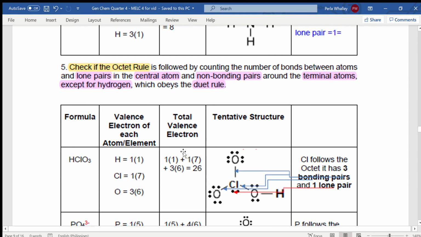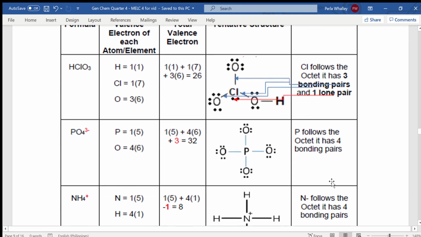Number 5. Check if the octet rule is followed by counting the number of bonds between atoms and lone pairs in the central atom and non-bonding pairs around the terminal atoms. Terminal atoms are the atoms attached to the central atom, except for hydrogen, which obeys the duet rule. Okay, we already discussed that.